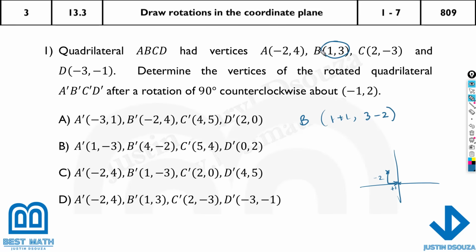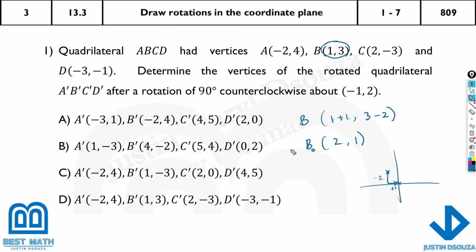So first step, choose a point which is unique in all the 4 options. Then do the inverse of the given point. If they have told -1, just add 1. If they have told +2, just subtract 2. And the newly formed point, B0, I'll call it because it's along the origin now, is 2 and 1. Now I will do the rotation.